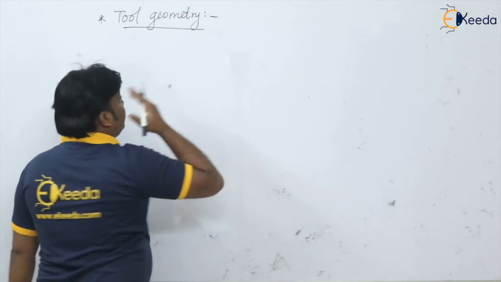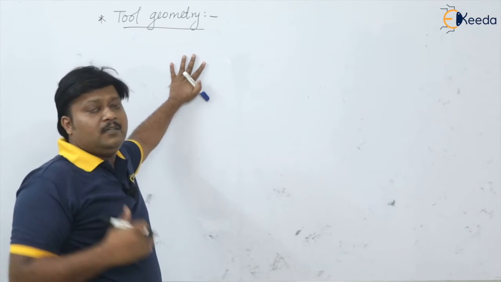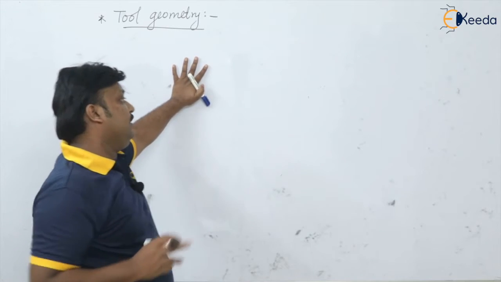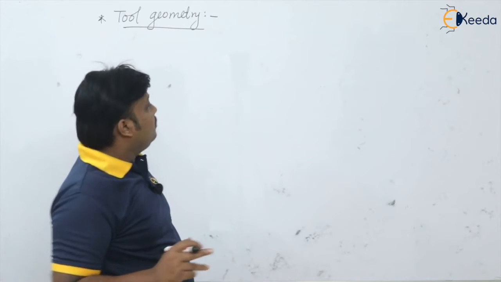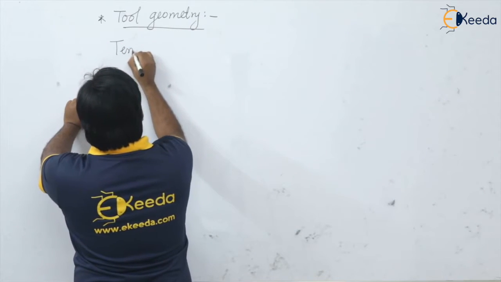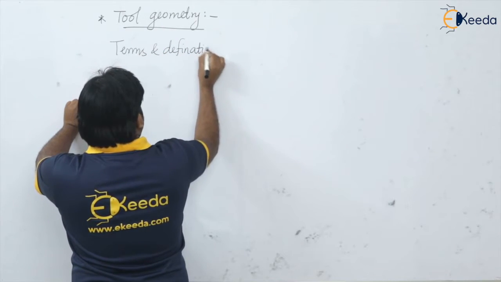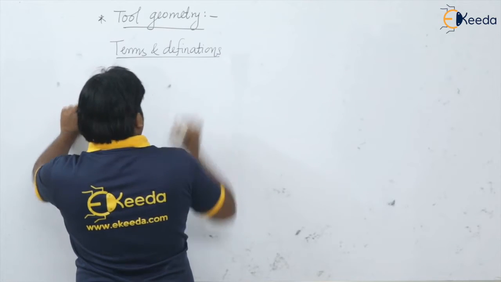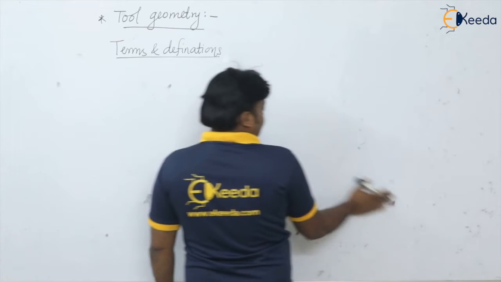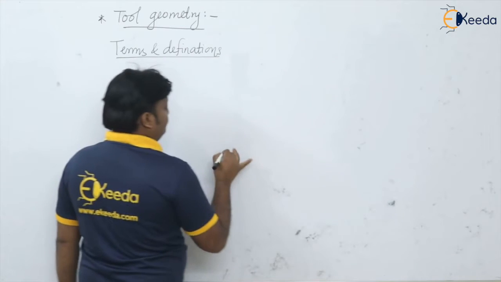And in this tool geometry, we are going to learn first the single point cutting tool and then multi-point cutting tools. So for single point cutting tool, I am going to draw the diagram here so that we can define the terms and definitions involved in single point cutting tool. So let us see how to draw this single point cutting tool. I am going to draw the isometric view here.